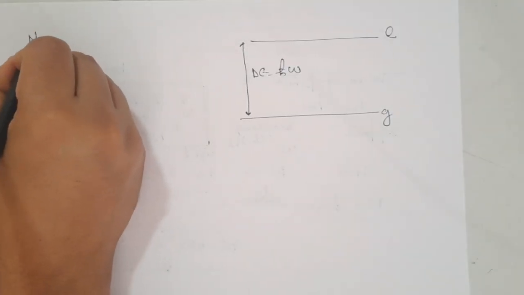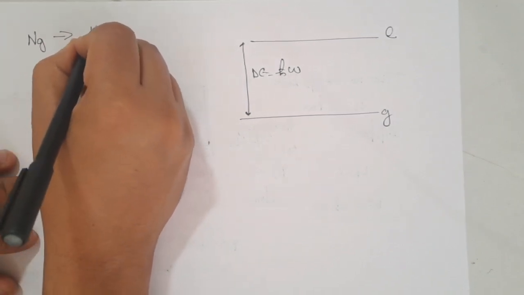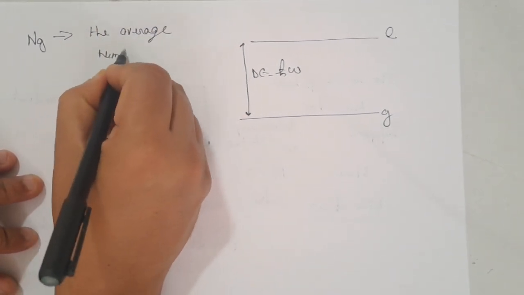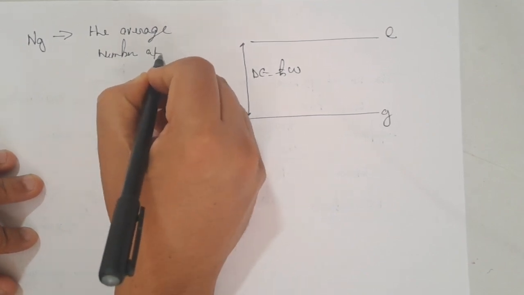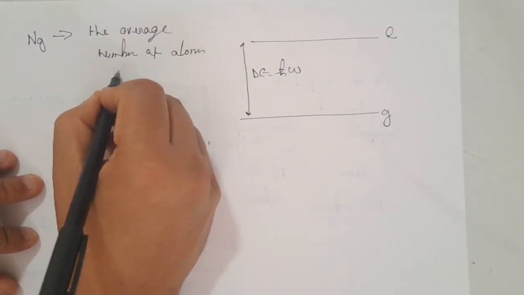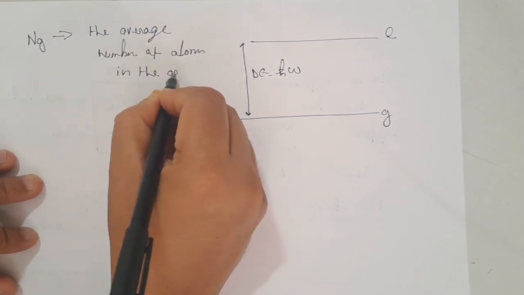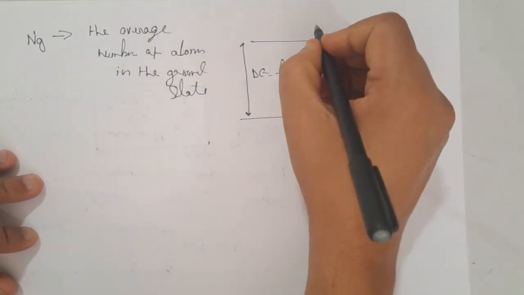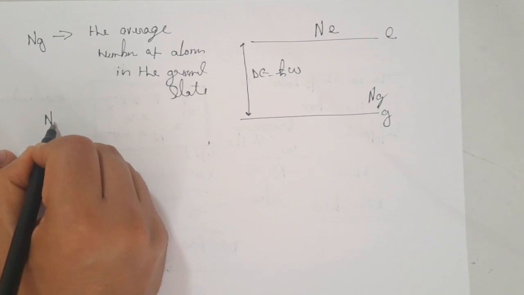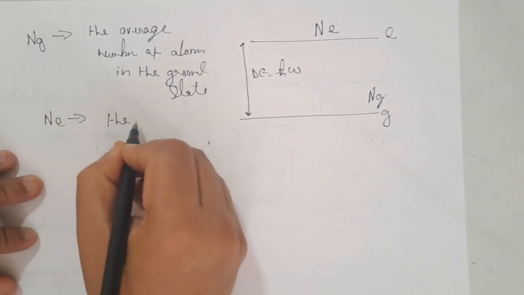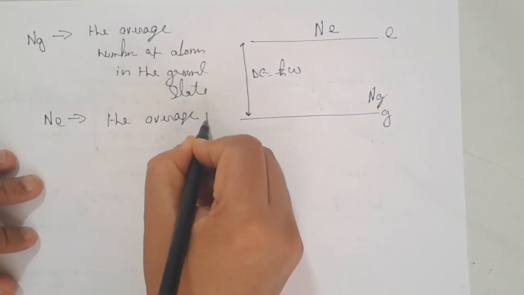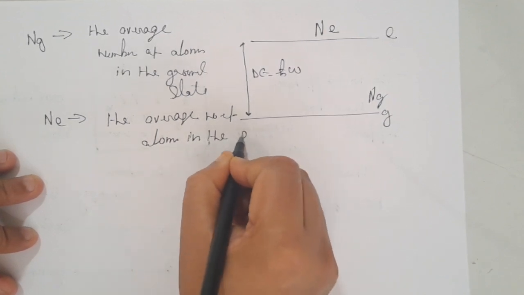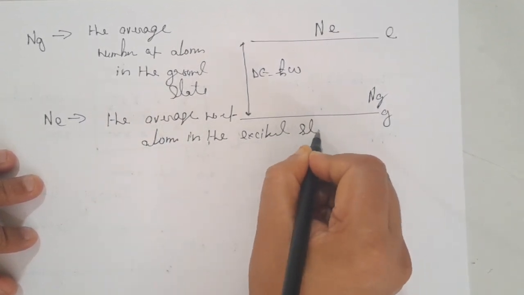Let Ng be the average number of atoms in the ground state, and Ne the average number of atoms in the excited state.